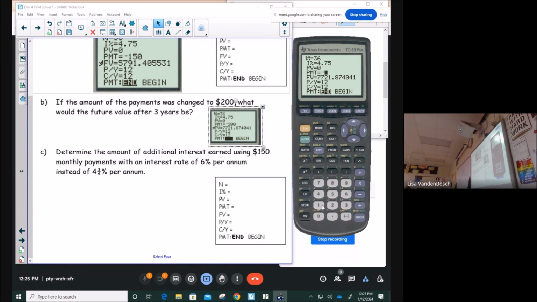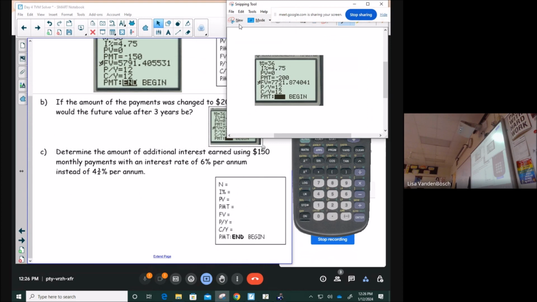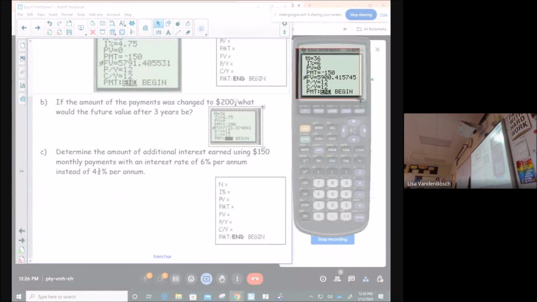Everyone good? Okay, so I'm going to make my PMT negative $150. And I want my new interest rate to be 6%. So go change your interest rate to be 6%. So what did you guys do? Go up to the I and put in a 6. And then what am I going to do? I'm going to go down to future value and I'm going to go alpha, enter. Everyone good at getting 5,900?